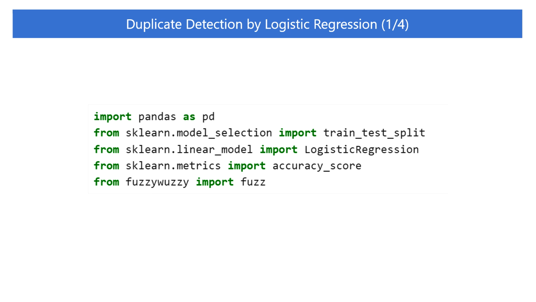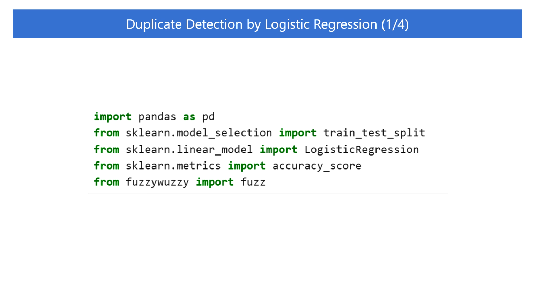As an example of duplicate detection by classification, let's see how to detect duplicates using fuzzy matching and logistic regression. First, import the required libraries. In addition to pandas, import train_test_split from sklearn model selection. It is used to split the dataset into training and testing subsets. It is required to implement supervised learning.